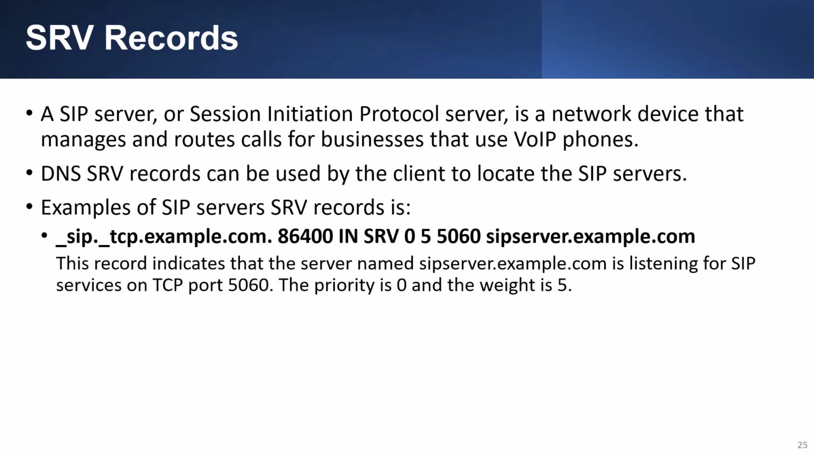A SIP server, or Session Initiation Protocol server, is a network device that manages and routes calls for businesses that use VoIP phones. DNS service records can be used by the clients to locate the SIP servers. Examples of the SIP servers are shown on the screen. This record indicates that the server name sipserver.example.com is listening for SIP services on TCP port 5060. The priority is 0 and the weight is 5.